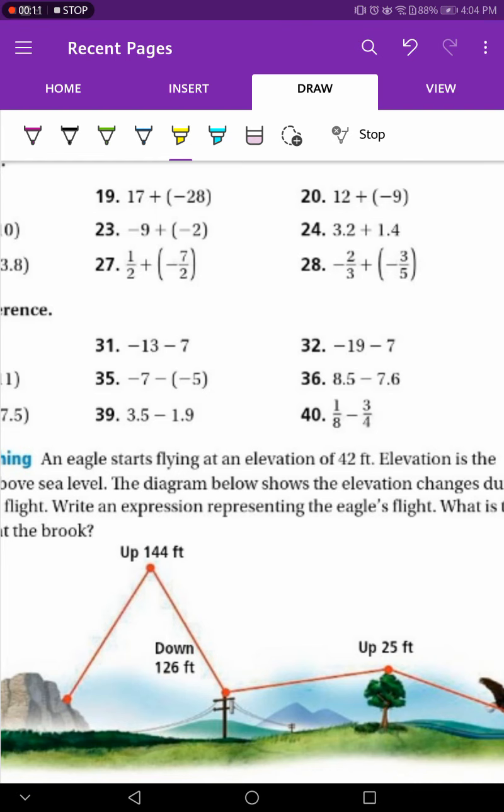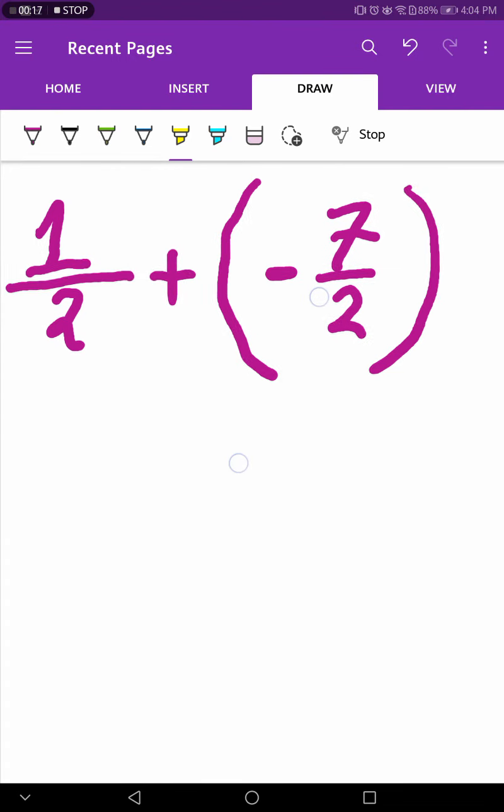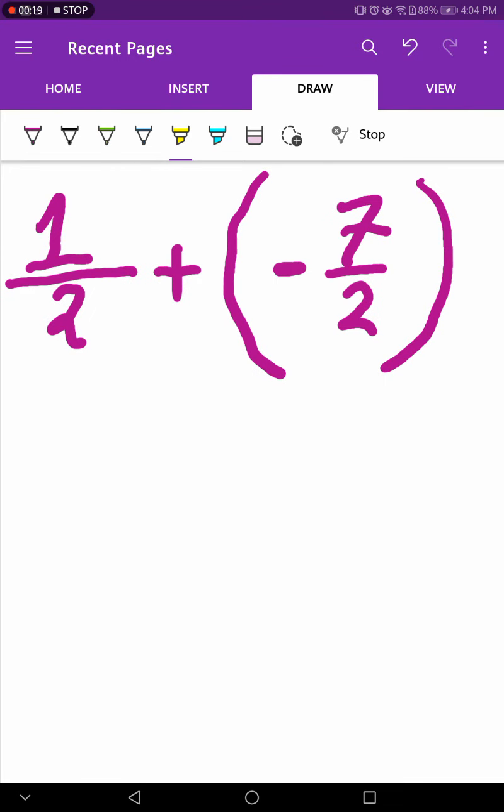Okay, we will start with number 27. Yaman, read. 1 over 2 plus negative 7 over 2. Yes, it is 1 over 2 plus negative 7 over 2, or minus 7 over 2.